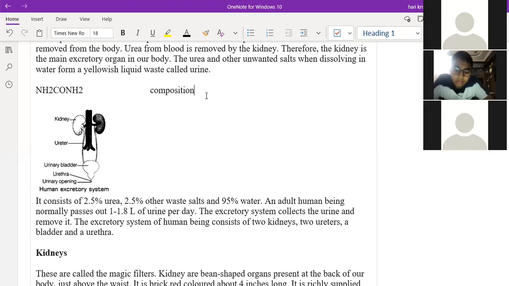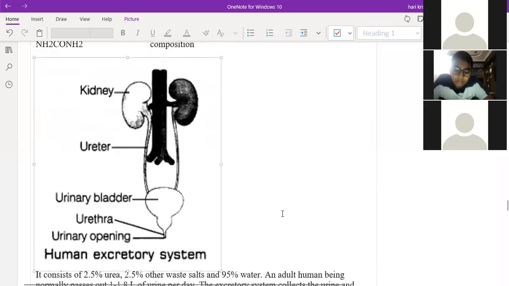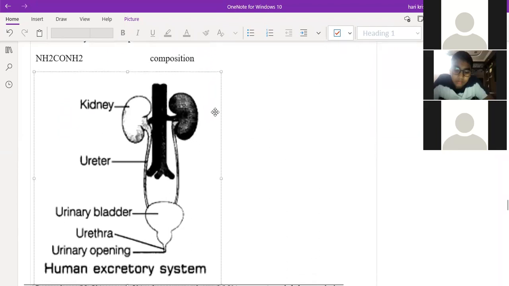Okay. The excretory system collects the urine and removes it. The excretory system of the human being consists of 2 kidneys, 2 ureters, a urinary bladder, and the urethra. You can see the structure of the excretory system here. These two bean-shaped structures are called kidneys. The tubes connecting from the kidney to the urinary bladder are called ureters. There are 2 ureter tubes which connect from the kidney to the urinary bladder.